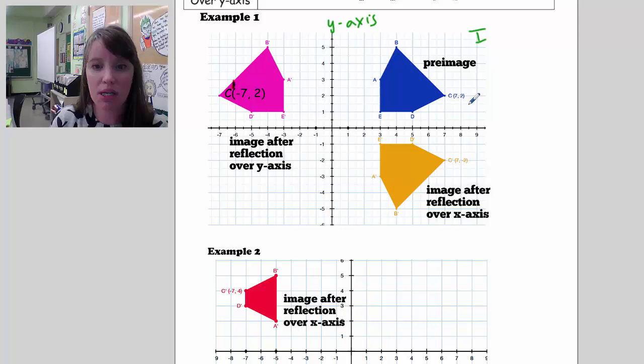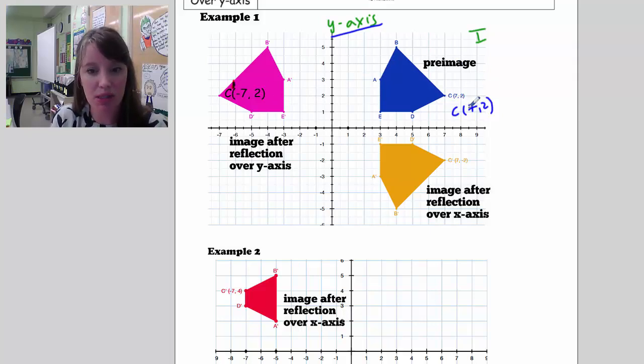My original C starts out with the coordinate 7, 2. And my new C, after it's reflected over the y-axis, has the opposite x coordinate, which is negative 7, and it has the identical y coordinate as the original C. So my y coordinates stayed the same. Reflection over the y-axis means that my y coordinates stay the same and my x coordinates change to their opposites.